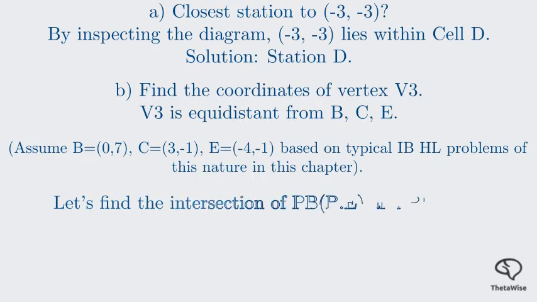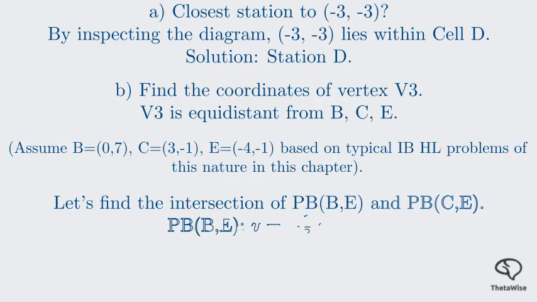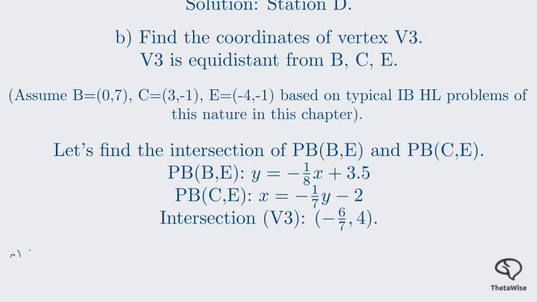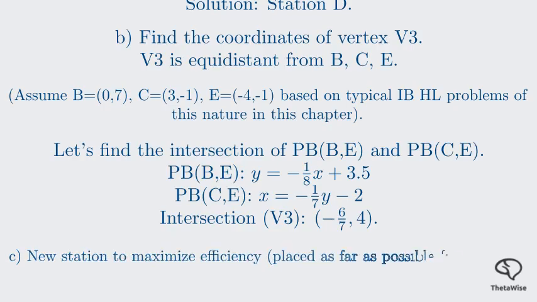We can find V3 by finding the intersection of PBBE and PBCE. The equation of PBBE is y = 8x + 3.5, and PBCE is x = 17y, 2. Substituting the second into the first and solving gives us y equals 4 and x equals 6, 7. So V3 is at (4, 6, 7, 4). Finally, we need to place a new station as far as possible from the existing ones. This is the largest empty circle problem.